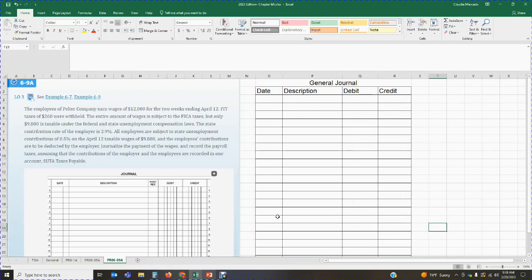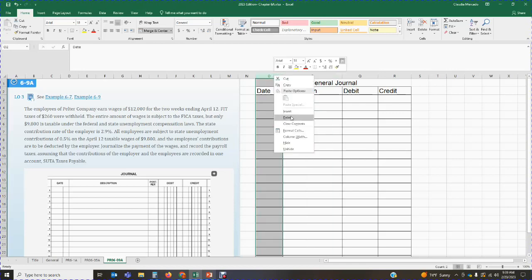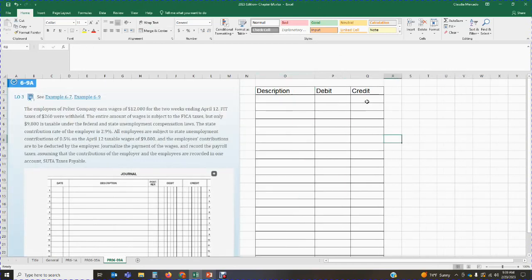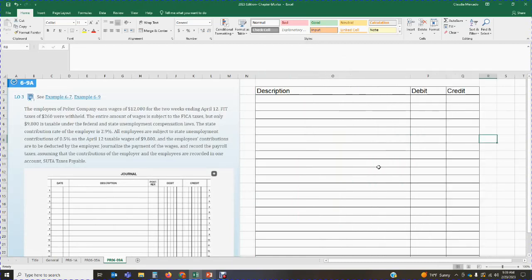Now this problem has more information included than the prior problem we worked on, okay? So every problem that you see will have varying information, different information that we need to apply to the problem, okay? Let me delete my date column because they don't give us any dates, so that way we can have more space for my description. There we go, okay? So what does problem 6.9 read?